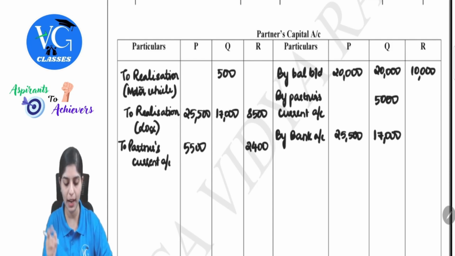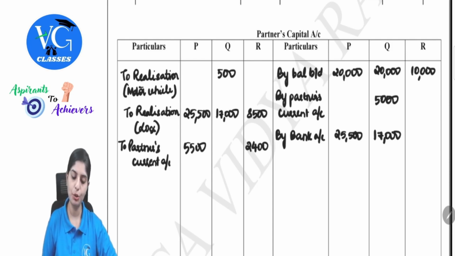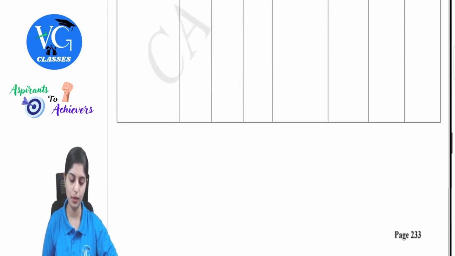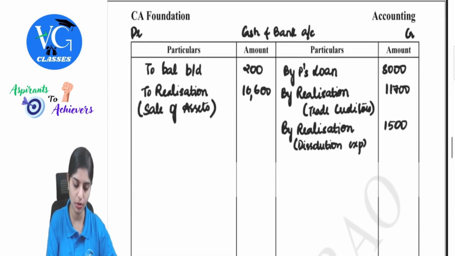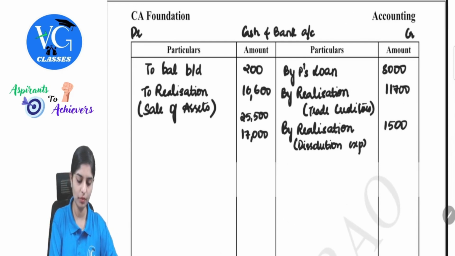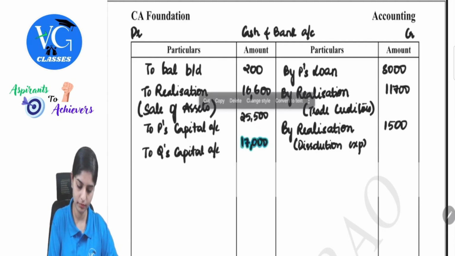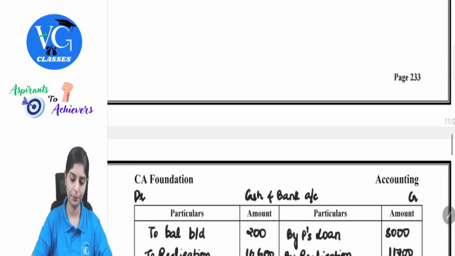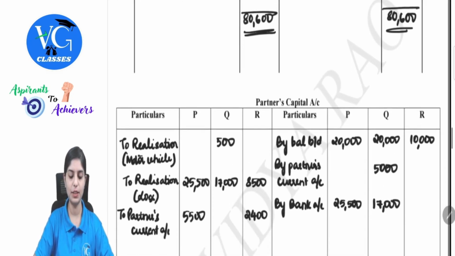Since we have routed through bank, we will pass the entry there. To P's capital, to Q's capital, 25,500 and 17,000. To P's capital and to Q's capital. Done. Then this is the first step.